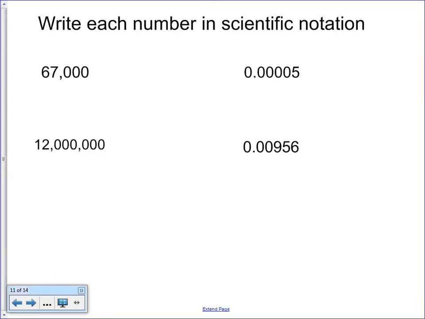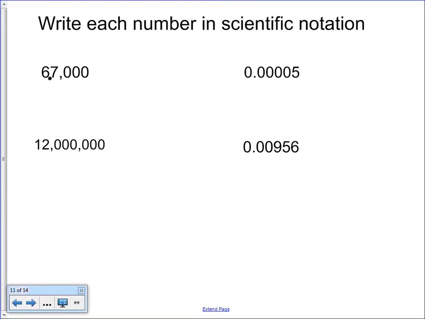So next what we're going to do is write numbers in scientific notation. So if you look at the first one here, we have 67,000. And what you can do for all these is pick the spot on the number where the decimal point should go. So remember, we want 1 digit to the left of the decimal, and it's not 0. So for this one, we're going to put that decimal right here. So it's going to be a 6.7, and actually those zeros will just drop off.